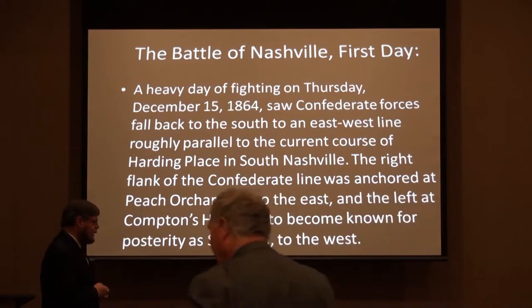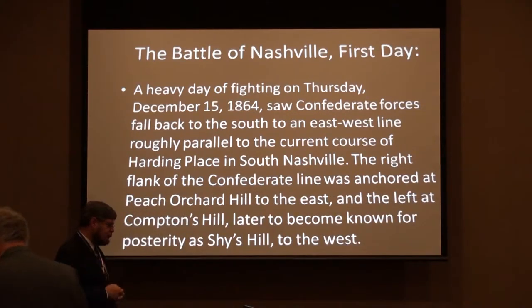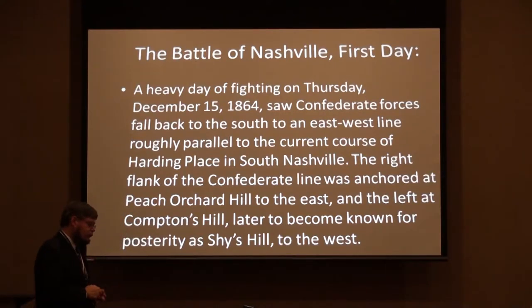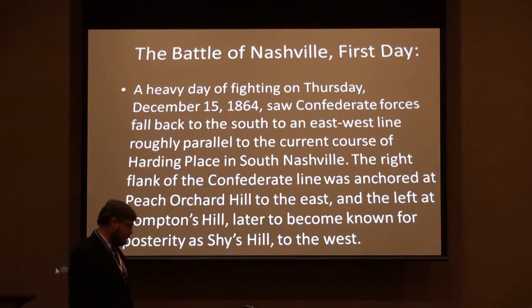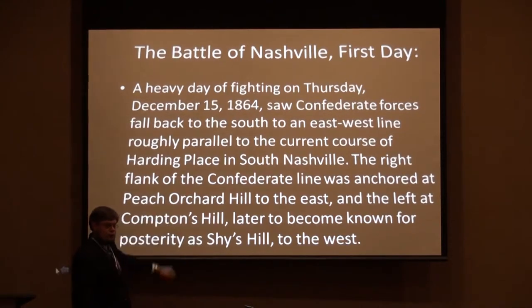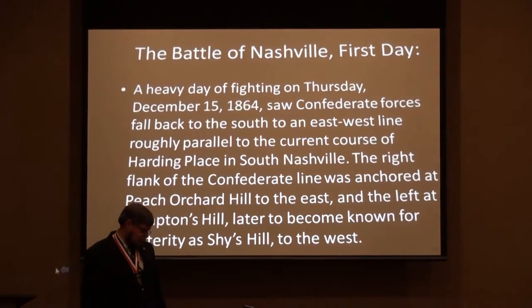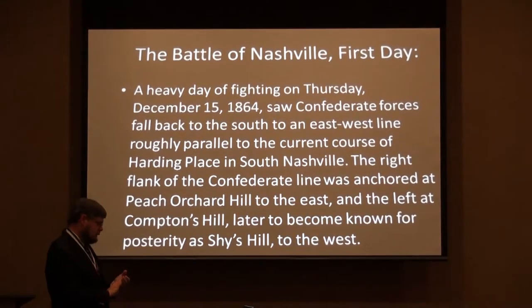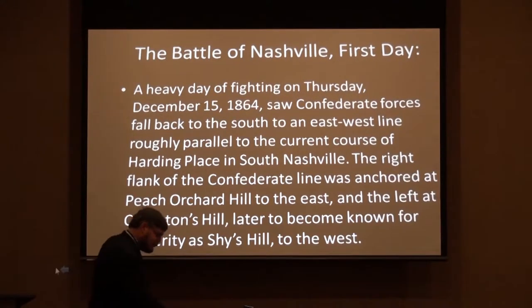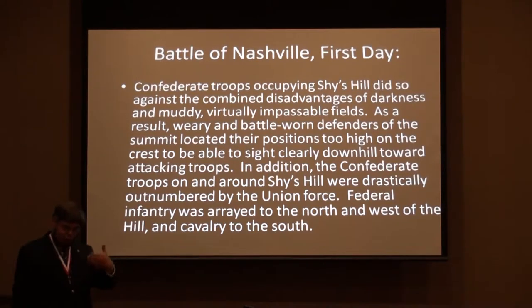Battle of Nashville, first day. Heavy day of fighting on Thursday, December 15th, saw Confederate forces fall back to an east-west line, roughly parallel to the current course of Harding Place in South Nashville. Of course, we went through there today. The right flank of the Confederate line was anchored at Peach Orchard Hill to the east. This is actually where the U.S. Colored Troops began their assaults. And the left at Compton's Hill, later to become known for posterity as Shy's Hill, which of course we just climbed.